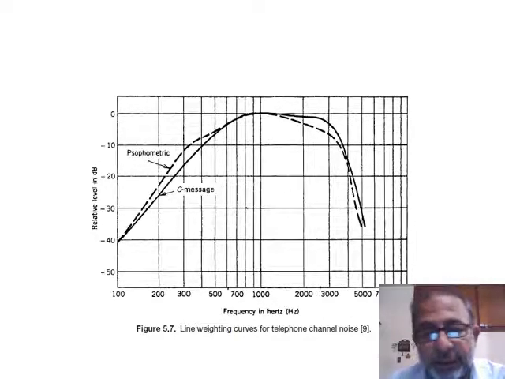The 800 hertz is considered as the test sequence at which we have a relative level of 0 dBs in the psophometric system, which is adopted in Europe, while in comparison to that, at 1000 hertz, we have the American system, which considers 1000 hertz as the zero test level, or the zero relative level in dBs.